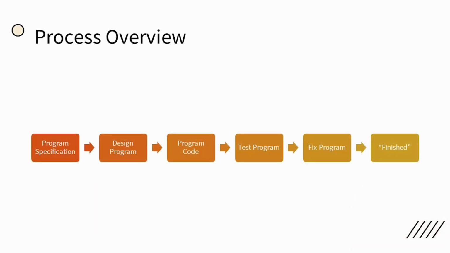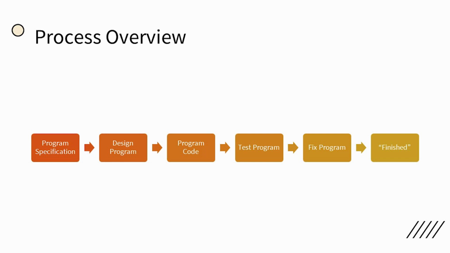The process consists of 6 main steps, which are program specification, designing the program, coding the program, testing, fixing, and then you are finally finished with programming. The process is more iterative than this, which means that it usually doesn't just follow this straight path, but one may have to go back and adjust the design or the specifications or the code as they continue through the process. Programming usually never reaches an end.